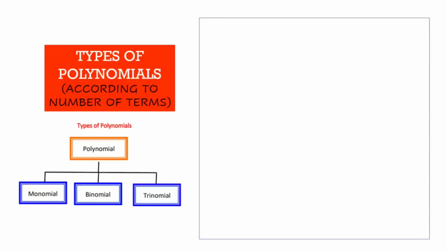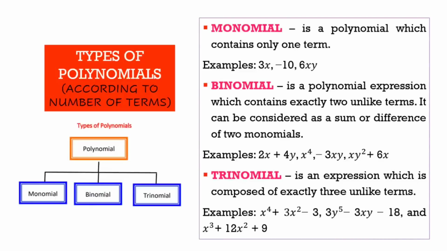And here are the types of polynomials. First, according to number of terms, we can classify it as monomial, binomial, or trinomial. Monomial comes from the word mono, which means one. So if you count the terms and there is only one term, you call that a monomial. Here are examples: 3x, negative 10, 6xy.